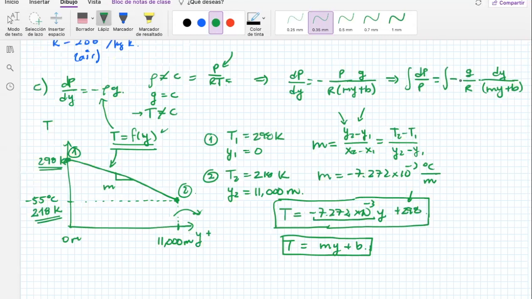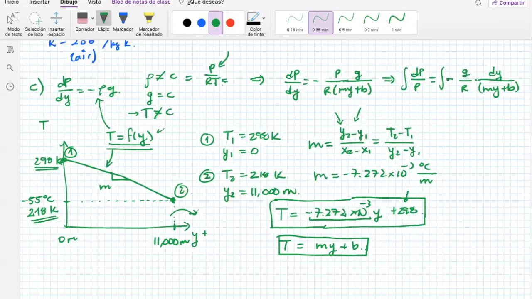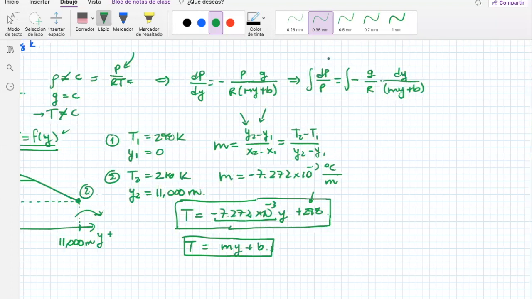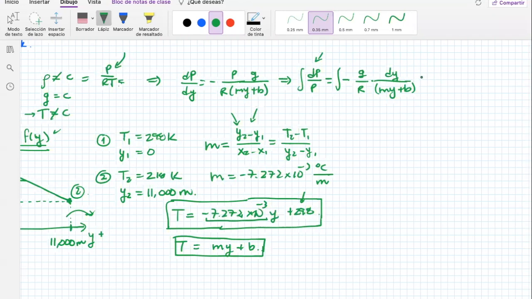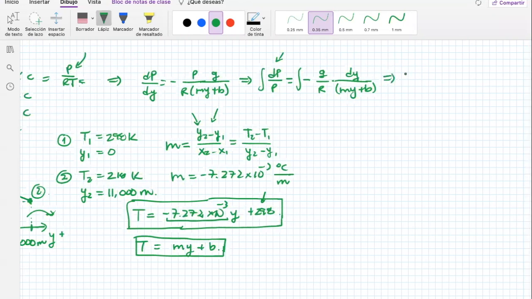Okay, so now I have everything that I need, and the only thing missing here is how I'm gonna do this integration part. This integration part is not very difficult. The left side we have already done, so I'm gonna write it here. Therefore, this one is just the logarithm of p2 divided by p1. Okay, so that one is no problem. And then I'm gonna do this minus gR, and then the integral of dy divided by my plus b.